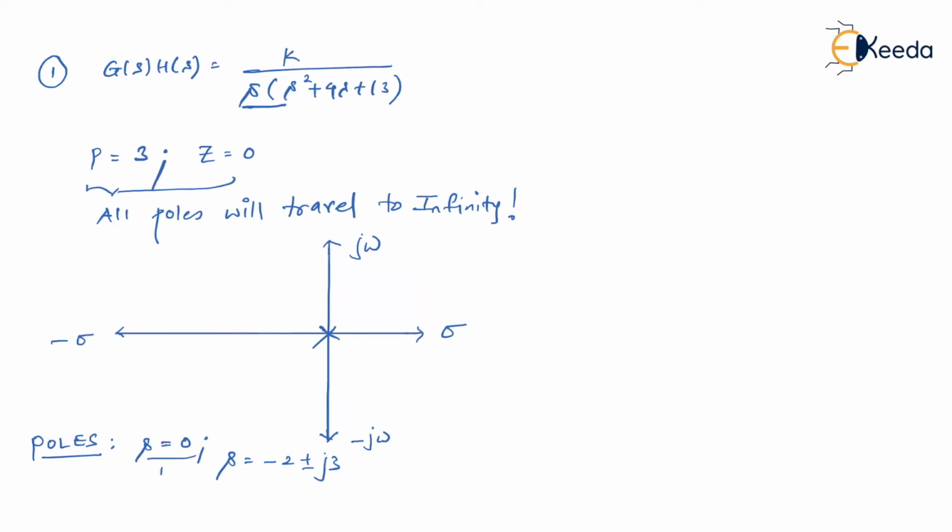Once you have this, just plot them in S-plane. So first pole I have already plotted. The second pole is a complex conjugate. So the real part is -2 and the imaginary part is j3 and minus j3. Now first of all, try to determine where the root locus will lie on the negative real axis.